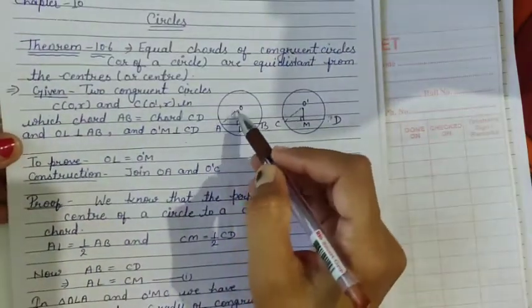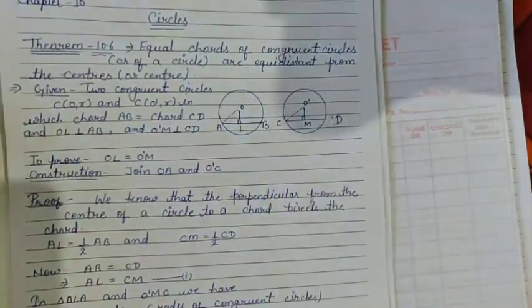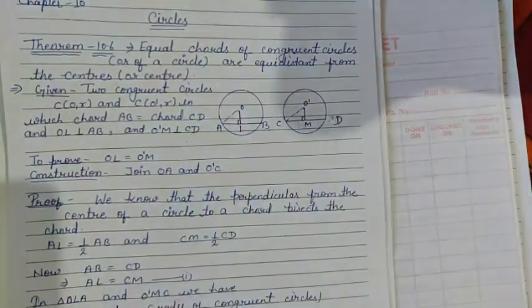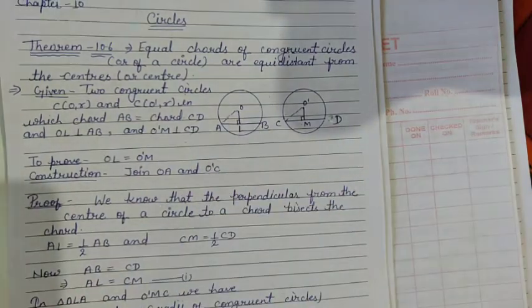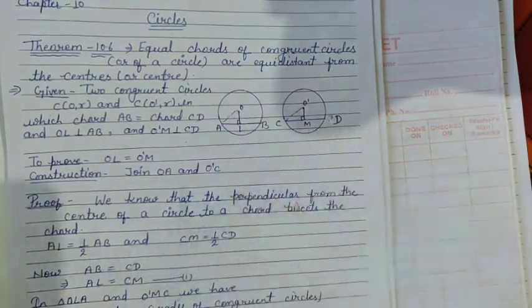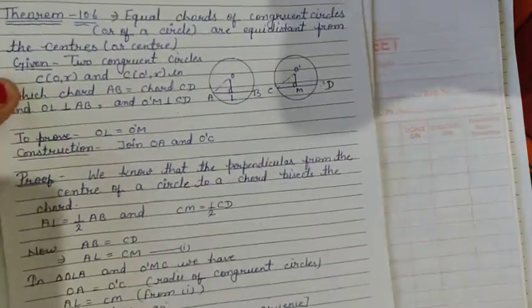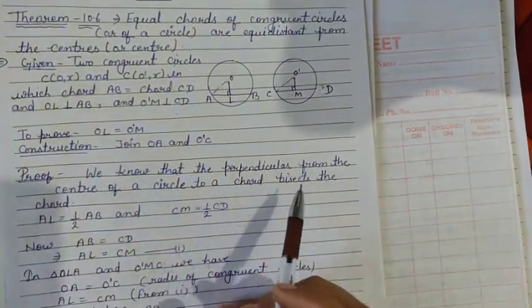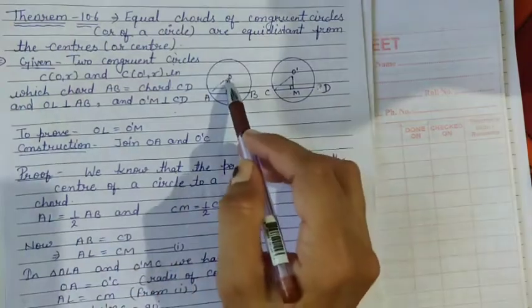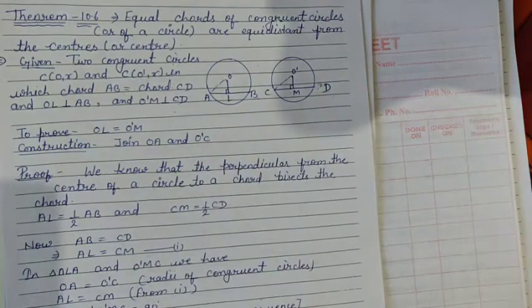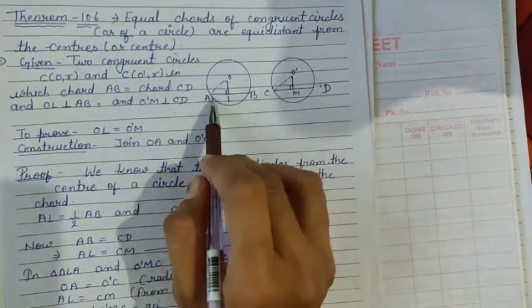Construction: join OA and O'C. Firstly we will prove that these two triangles are congruent, then by corresponding parts of congruent triangles are equal, we will prove that OL equals O'M. We know that the perpendicular from the center of a circle to a chord bisects the chord. This perpendicular OL from the center to this chord AB bisects this chord.